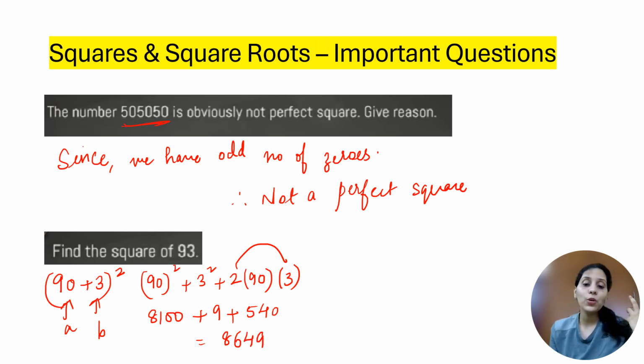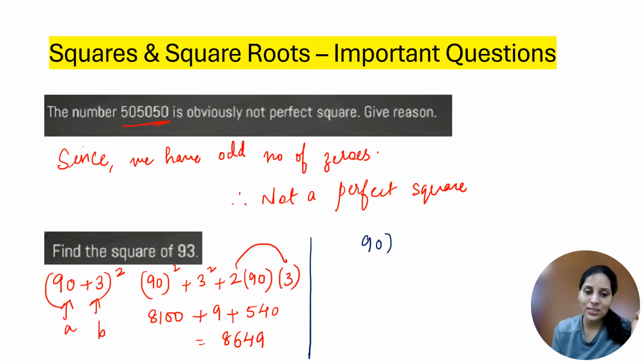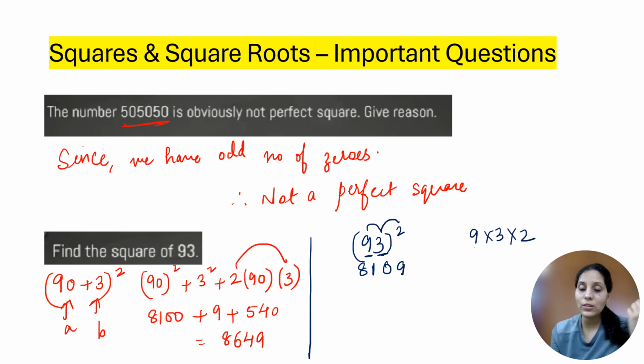The other method that I want to tell you is the shortcut method. When in an exam you need not show the working, you can use this method for quick calculation. So see, this is 93 square. First number 9 square is 81 and second number 3 square is 09. After this, I will find the product: 9 into 3 into 2, 9 into 3 is 27, into 2 is 54.